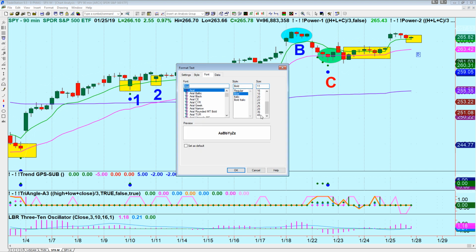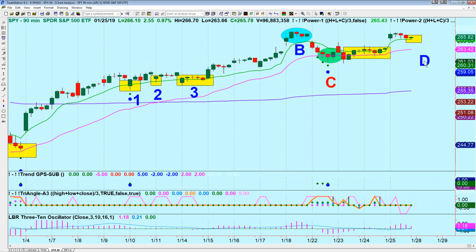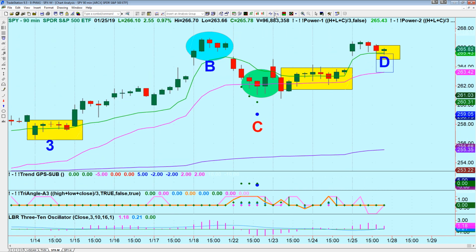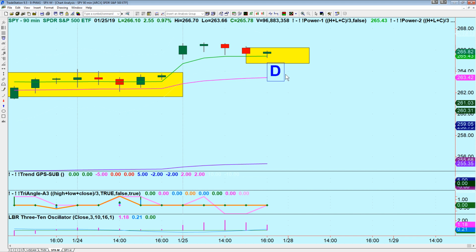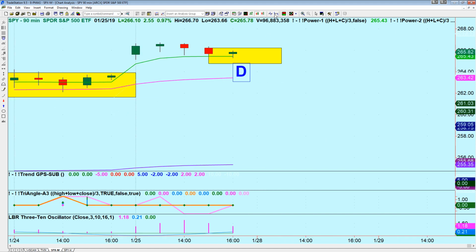Let's make this letter bigger. At level D, let me pull up this chart so it's easier for you to see, for those of you on a cell phone. Everybody see how the market touched the green line and bounced right back up. So that acted as the support toward the very end of the day. That's why these lines are very important.